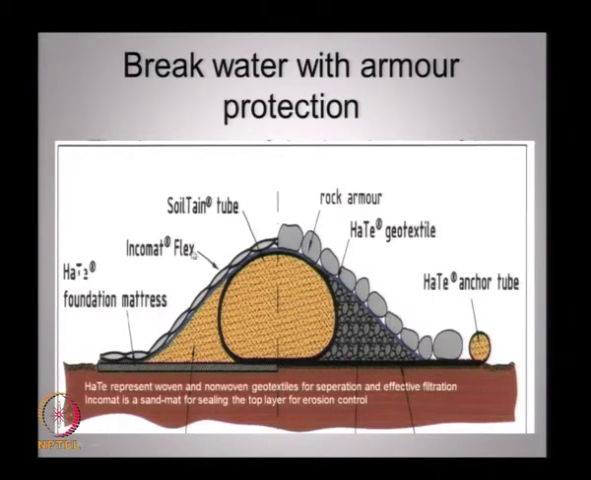The Incomat Flex is again a sand mat, which is used for sealing the top layer for erosion control. If you want to control the erosion on this downward slope, I have to provide a sand mat which seals off the top layer and protects it from further erosion. This is one of the recent combinations of geosynthetic tubes which has been used for breakwater with armor protection, as you see on one side using a rock armor.